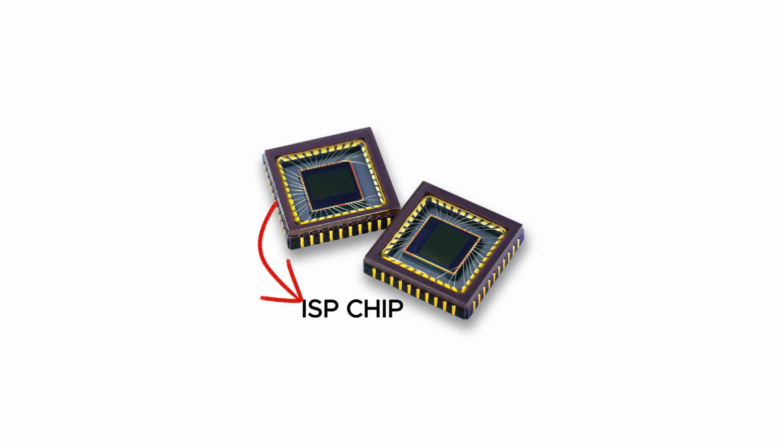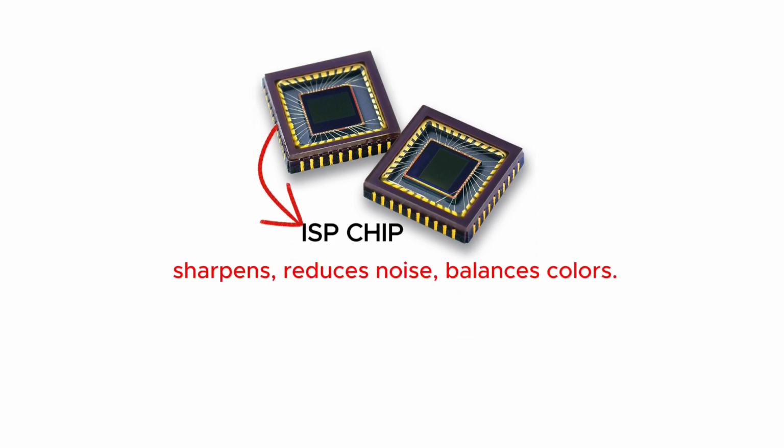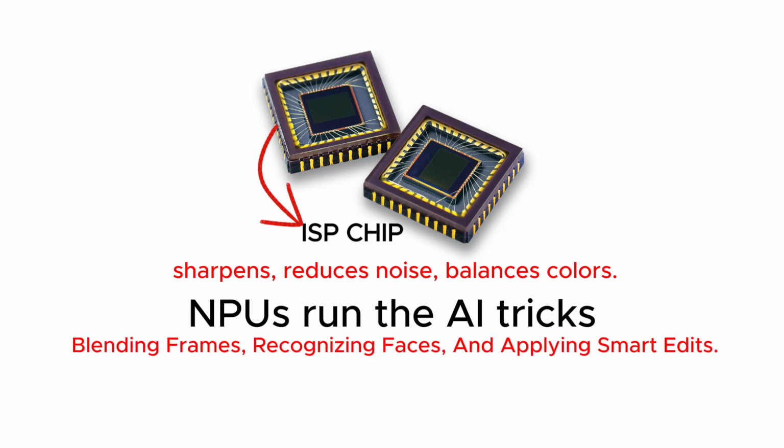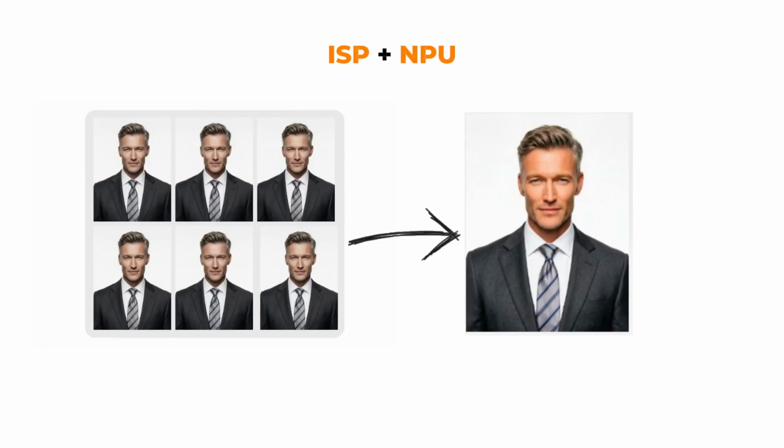ISP. The ISP is the phone's special chip that cleans up raw sensor data, sharpens, reduces noise, balances colors. NPUs run the AI tricks, blending frames, recognizing faces, and applying smart edits. ISP plus NPU combine multiple shots into a single cleaner photo in night mode.